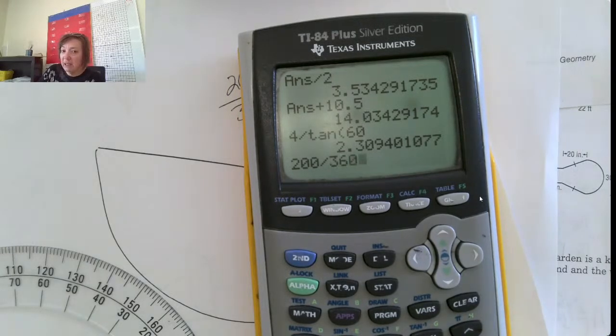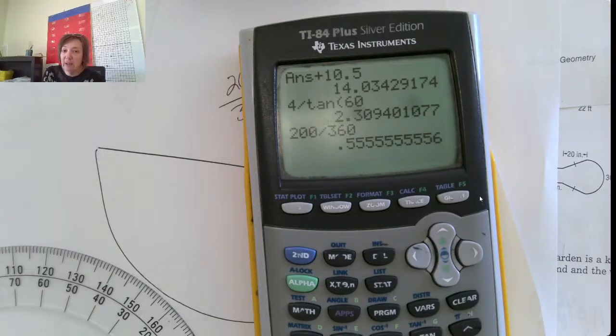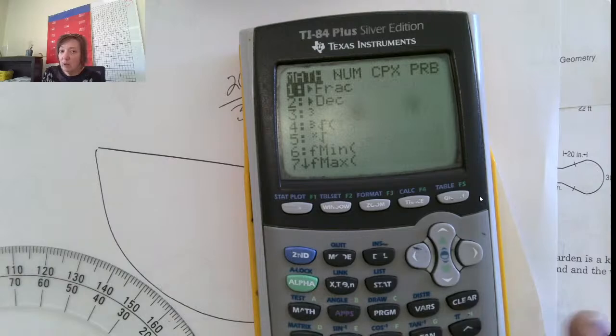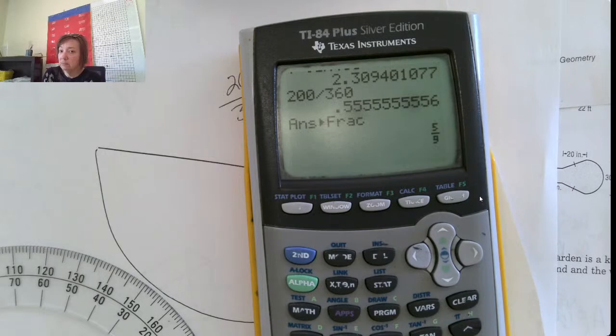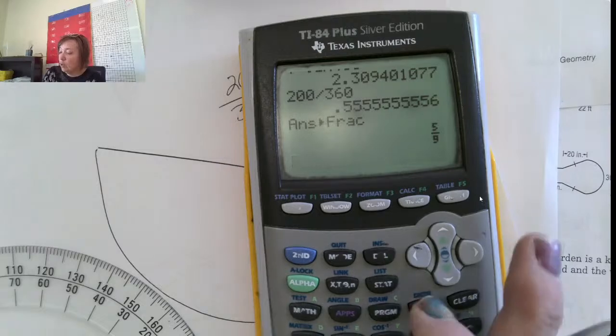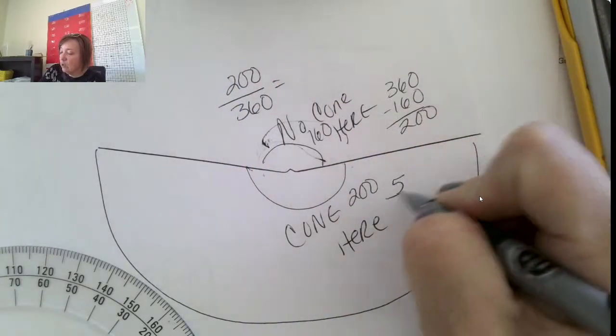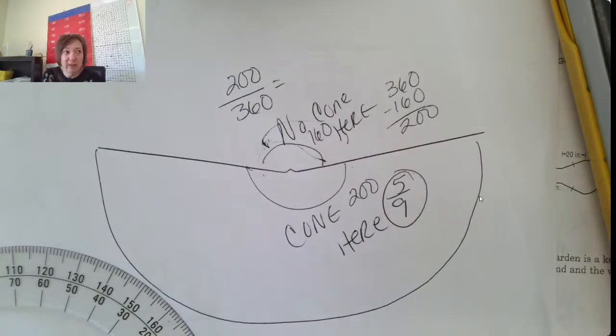Just since we're talking about it anyway, this is what you get, right? But if we make that a fraction, hit math, then hit enter, then hit enter. Now, do you think that that's going to be the same for every single cone? Is it always going to be 5/9? Actually, I really don't know. My answer is I have no clue.